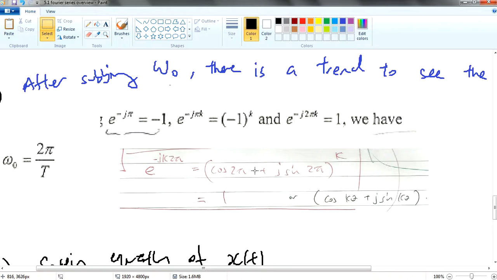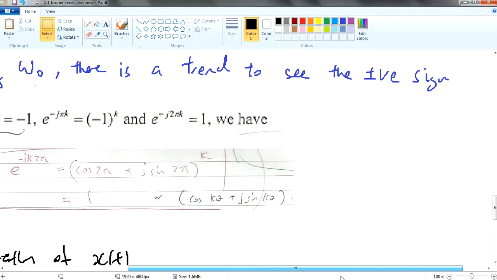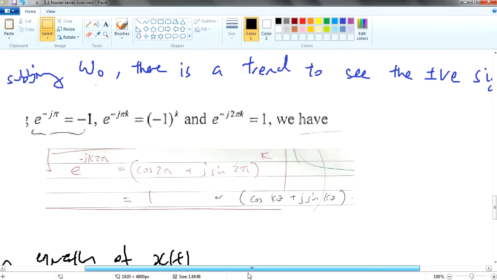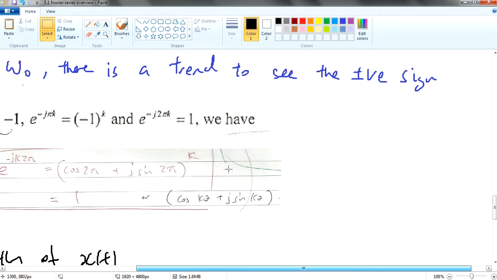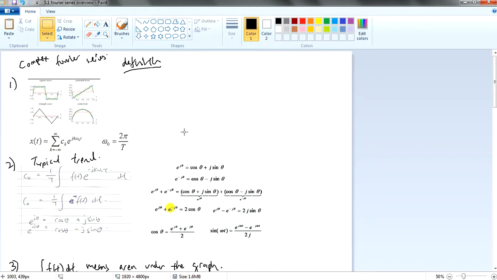Now this is a trend to see whether it's positive or negative, because you want to create a series. Remember previously we said that the Fourier series is a combination of many c: c0 plus c1 plus c2, and then minus 1, minus 2, etc. But there may be minus signs and plus signs, so how do you determine this?